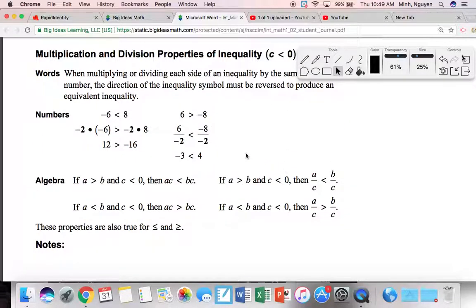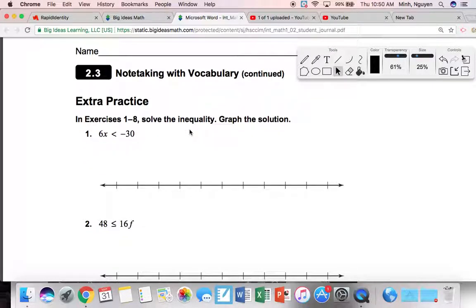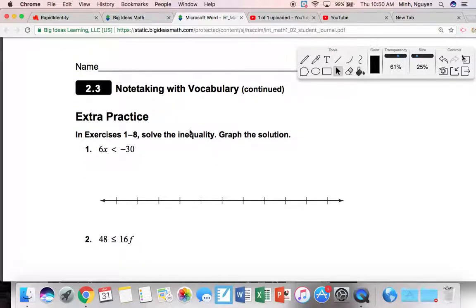So when you multiply or divide by a positive number, the inequality stays the same. When you multiply or divide by a negative number, you have to switch signs. And that's it. It's the only thing that might be tricky. Again, the reminder is to check whether the number you are dividing or multiplying by is negative.